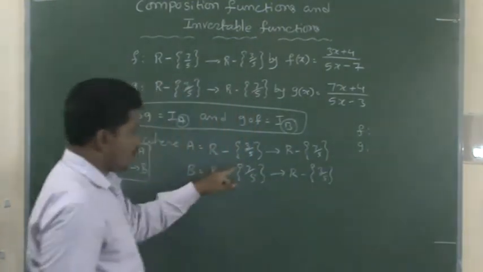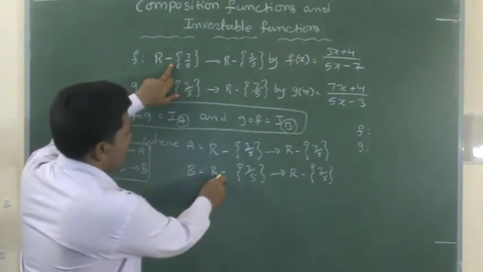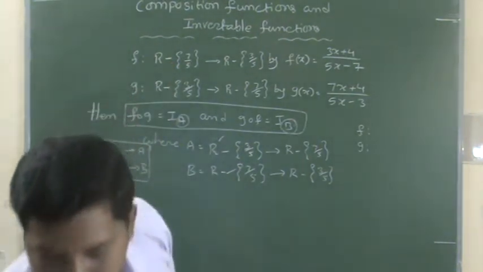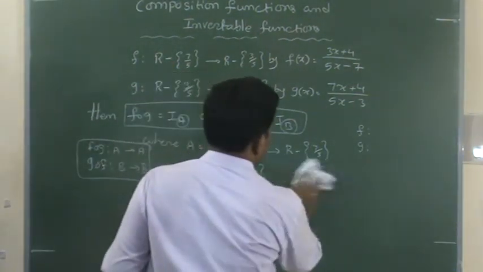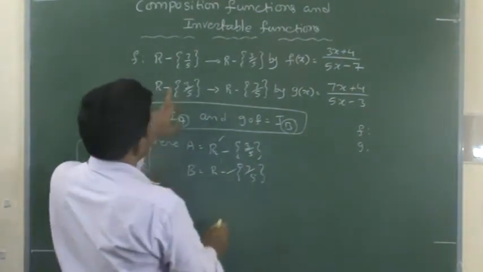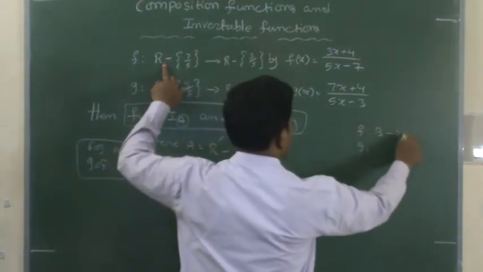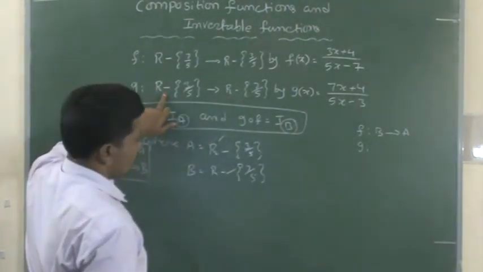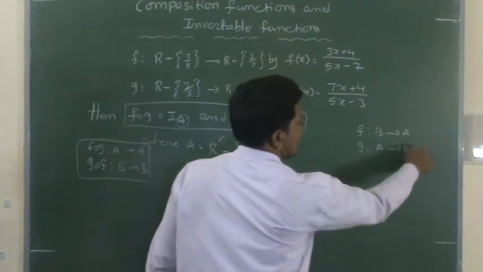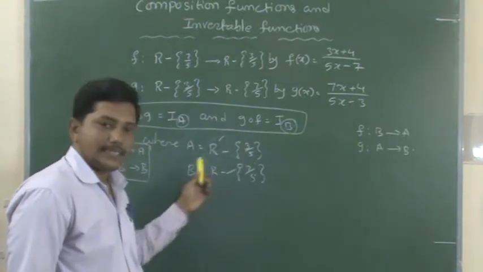I want to write in terms of A and B, not this much, okay? What is this? B, right? This is A and this is B. So from f, it is B to A. What about next? From g, it is A to B. Do you understand this? Here this is a set A and here this is a set B.